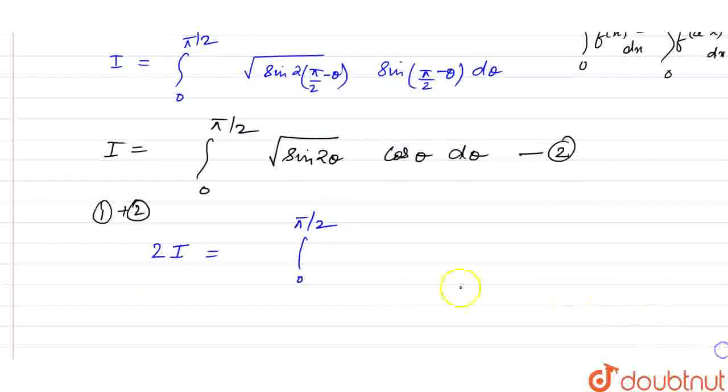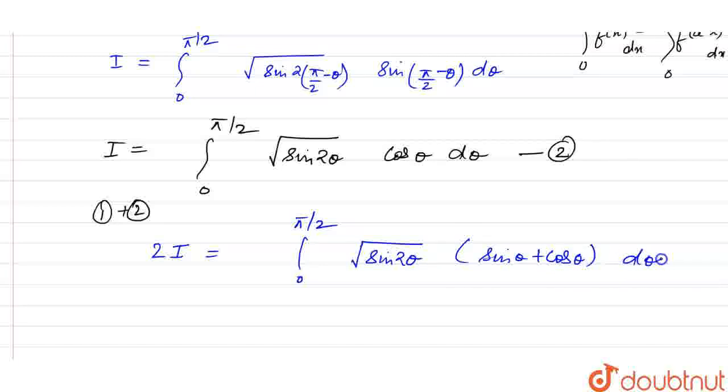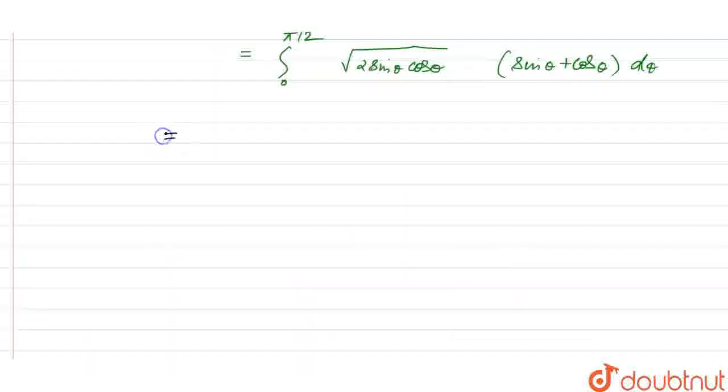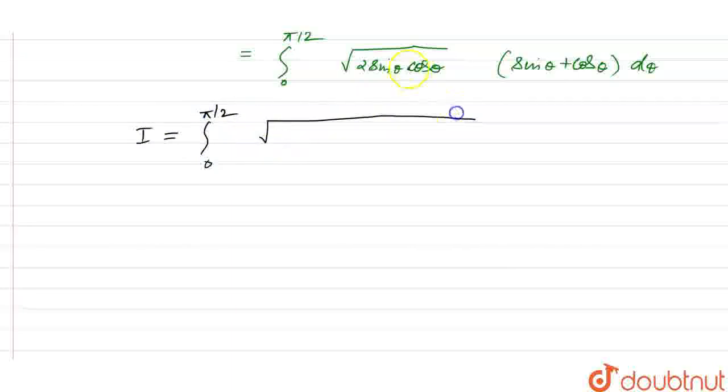Here will be root sine 2 theta common, and we have sin theta plus cos theta with respect to d theta, and we have sin 2 theta is 2 sin theta cos theta. So we have the integral from 0 to pi by 2 of under root of 2 sin theta cos theta, and sin theta plus cos theta with respect to d theta.